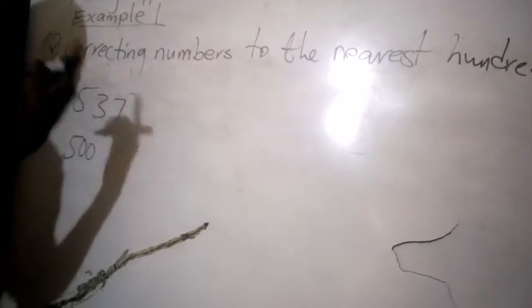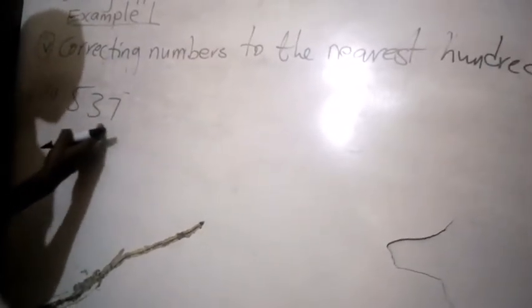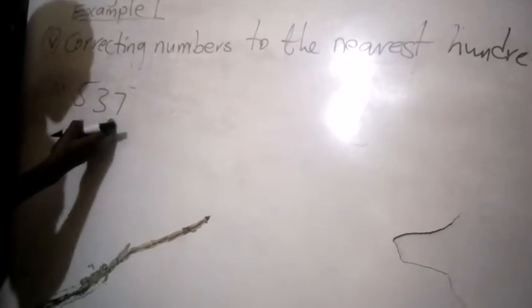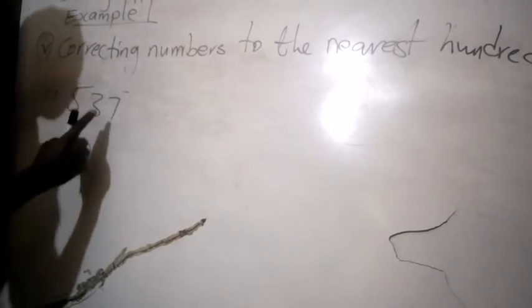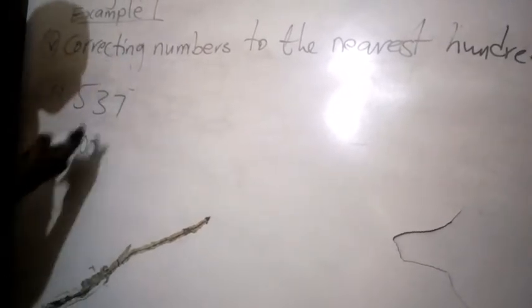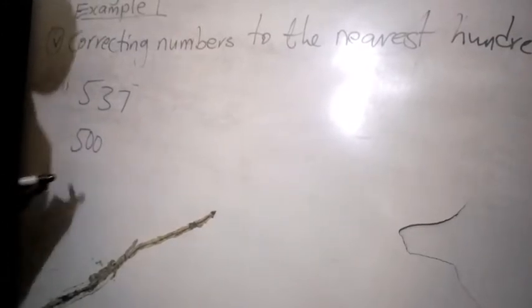500. The reason is that we are to correct to the nearest 100. And what we have here, 37, is not up to half of 100. And because of this, it will be rounded down to 0. So that 0 plus 500 here will give us 500.